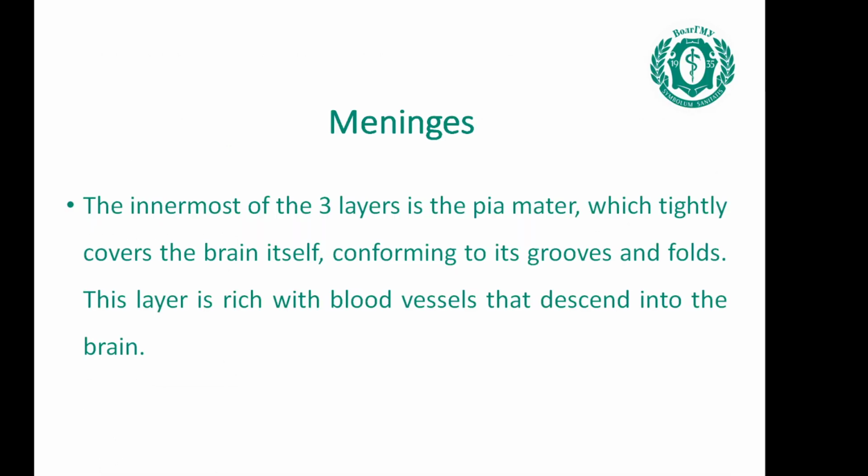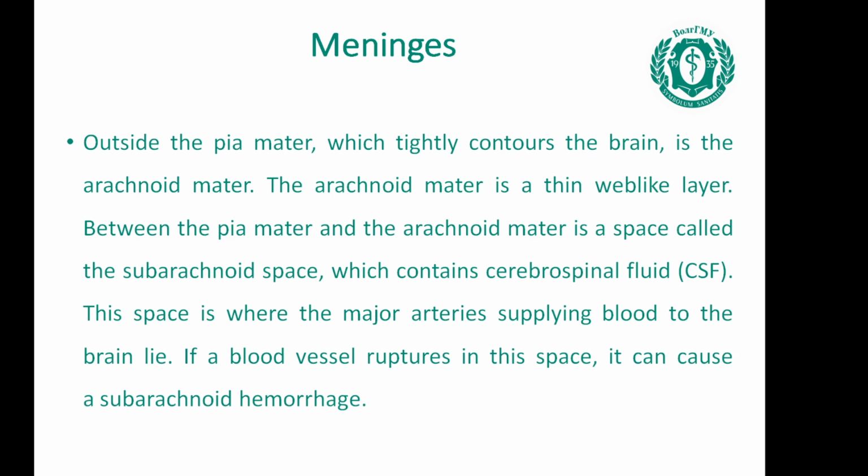The innermost of the three layers is the pia mater, which tightly covers the brain itself, conforming to its grooves and folds. This layer is rich with blood vessels that extend into the brain. Outside the pia mater is the arachnoid mater. The arachnoid mater is a thin, web-like layer. Between the pia mater and the arachnoid mater is a space called the subarachnoid space, which contains the cerebrospinal fluid. This space is where the major arteries supplying blood to the brain lie. If a blood vessel ruptures in this space, it can cause a subarachnoid hemorrhage.